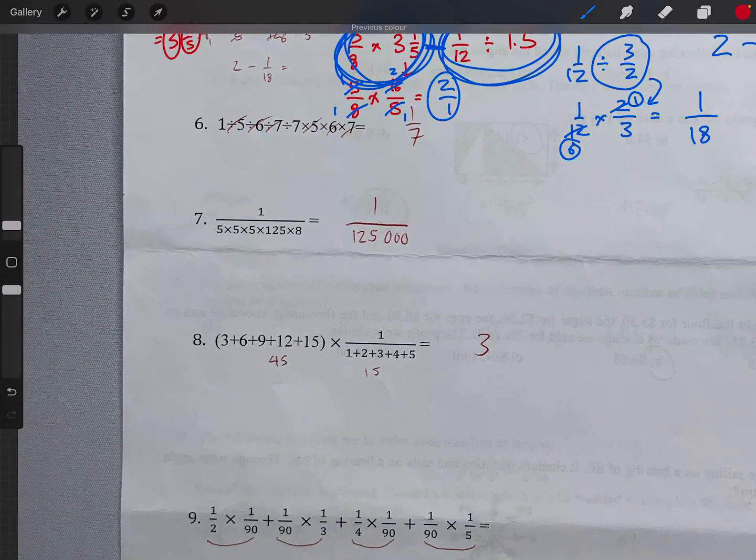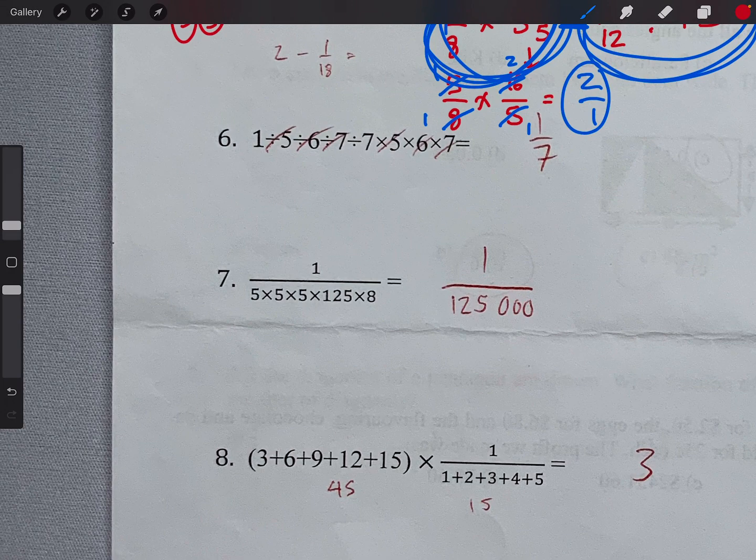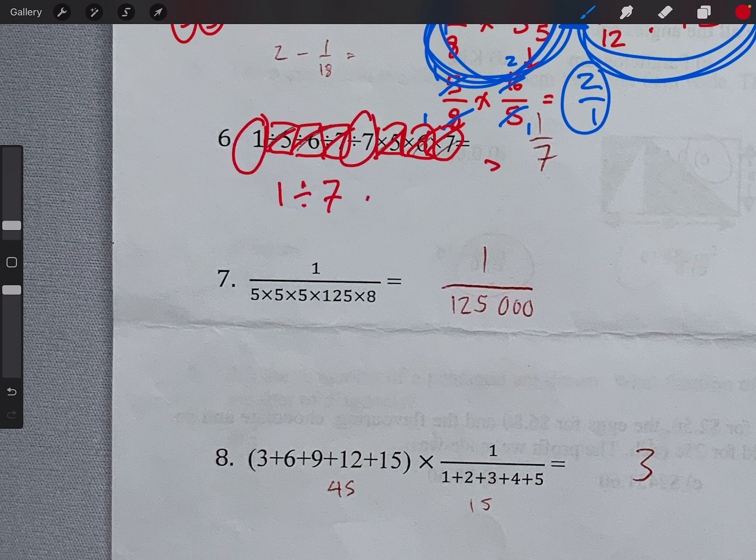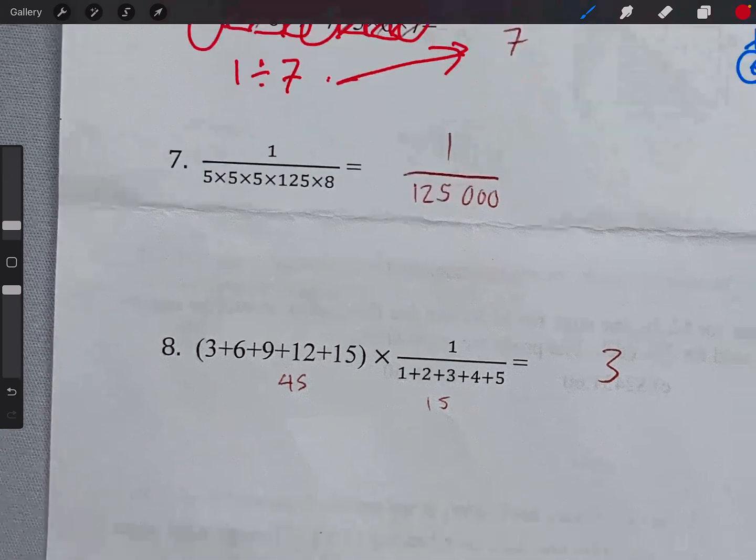Okay, next one. Let's look at this one. You're dividing by 5, and then you times it by 5, so those cancel out. Divided by 6, times it by 6, that cancels out. Divided by 7, times it by 7, that cancels out. So all you have left is 1 divided by 7. And obviously that's equal to 1 over 7.